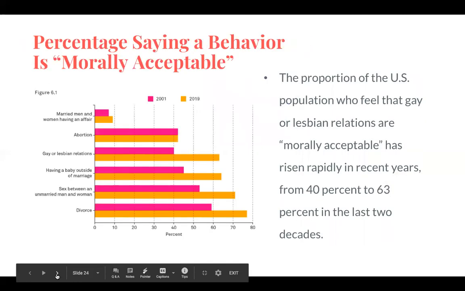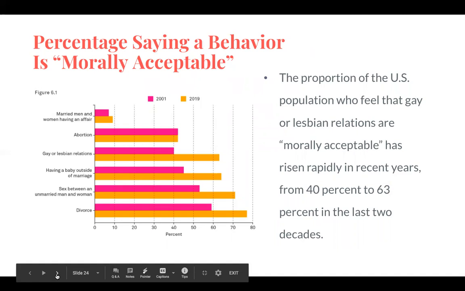And your book just makes this point, right? That people saying a behavior is morally acceptable. They talk about several behaviors here: infidelity, abortion, same-sex relationships, having a baby outside of marriage. You can see that across all of these behaviors there is increasing tolerance. The only one that hasn't really increased is abortion, which still just kind of remains at a stalemate.